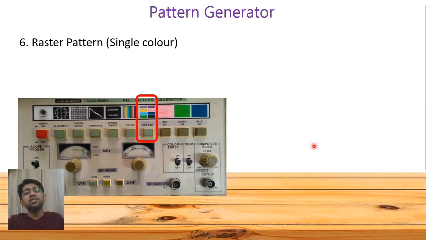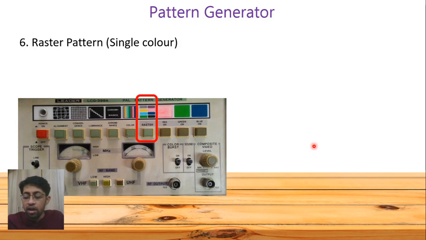The raster pattern produces a unique, single color on the screen. Raster is just the name given to the screen or area which is produced line by line. So that is called raster. In this raster pattern, your TV screen will produce a single color throughout the whole raster, or the whole screen.